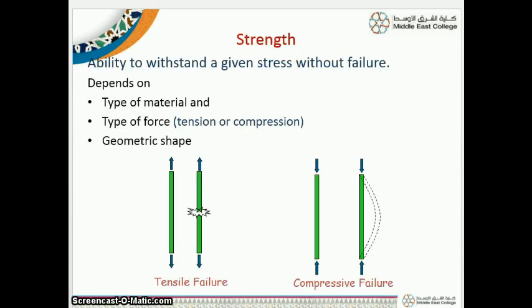Important structural properties. Ability to withstand a given stress without failure can be defined as strength. So the strength depends on the type of material used, the type of force applied on the material, and the geometric shape of the material. If you have a material like this and you apply tension in this direction, the failure occurs in this place. If you have compression, the material bends like this. This is called buckling. This is known as compressive failure.